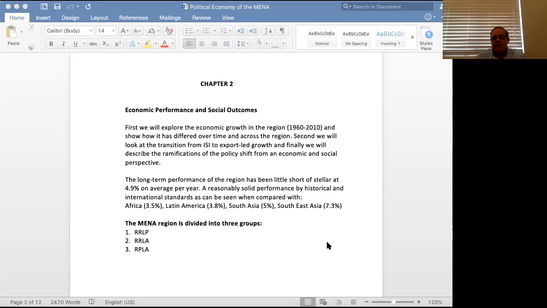But I think right now they're moving in the right direction, and they were able to achieve a lot of the economic outcomes that they aspired for. But as I said, they can do better. So those are basically the resource-rich, labor-poor.